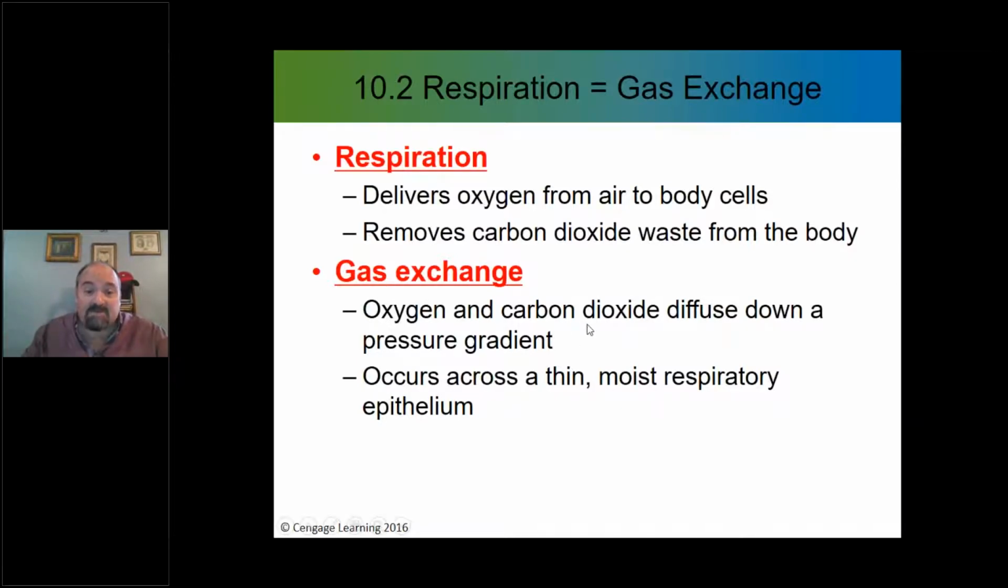And then the opposite takes place with CO2, carbon dioxide. At the cellular level, there are high levels of CO2. We're going to get rid of that waste gas and take on the oxygen. So with high levels of CO2 at the cells, going to low levels within the blood, the CO2 moves from the cells into the blood so that it can be released in the lungs and out of our bodies.